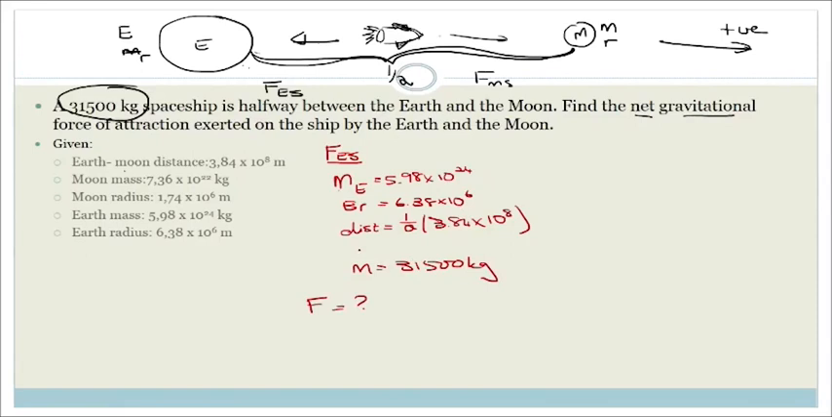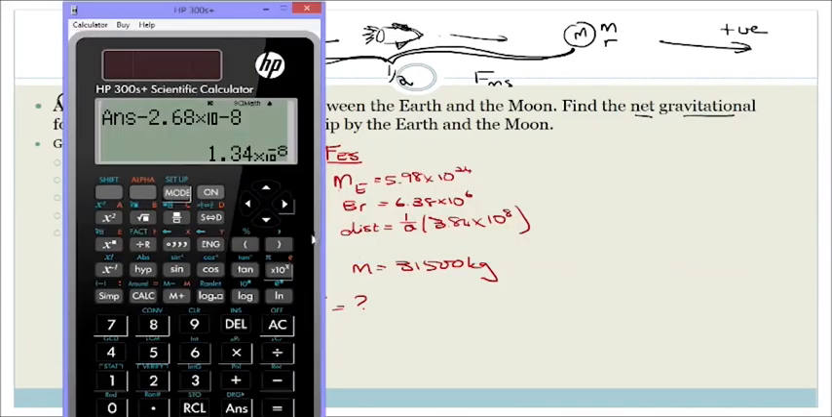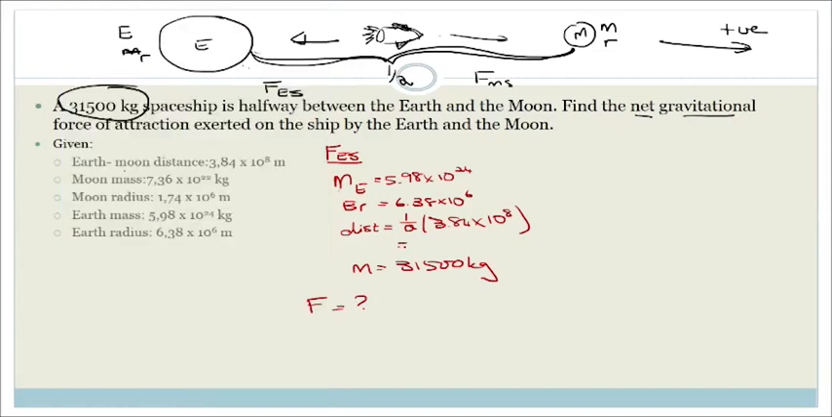Right, let's do that. We need to work out first the half of the 3.84, so we go 0.5 times 3.84 exponent 8, which equals 1.92 times 10 to the 8.